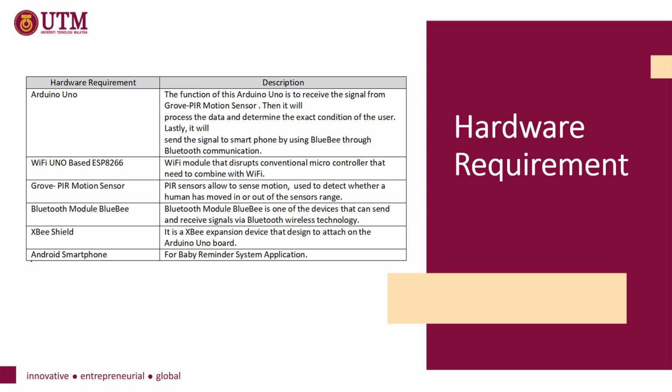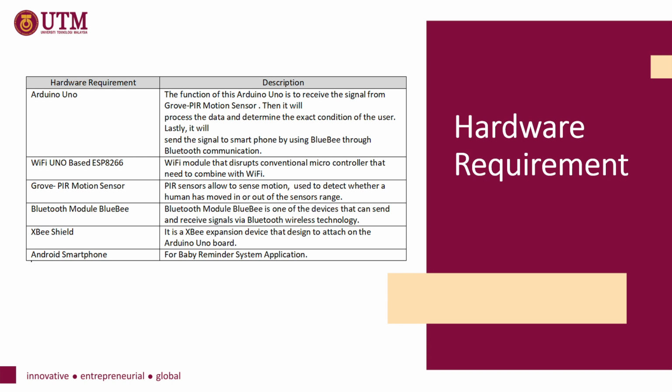Wi-Fi Uno based ESP8266 is a Wi-Fi module that disrupts the conventional microcontroller that needs to be combined with Wi-Fi. Grove PIR motion sensor. The PIR sensor allows sensing motion, used to detect whether a human has moved in or out of the sensor range.